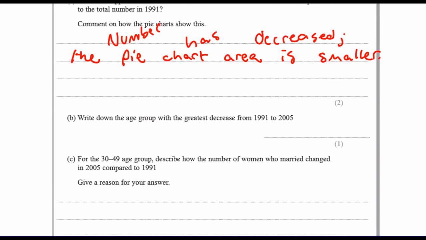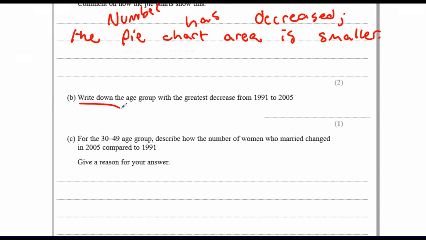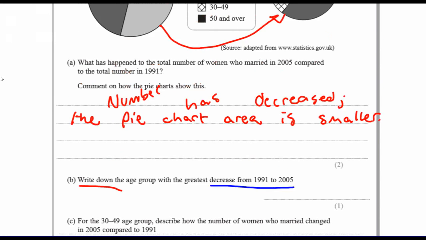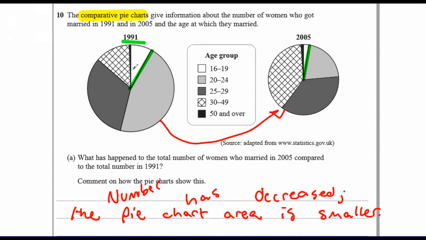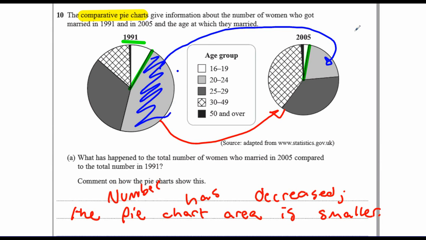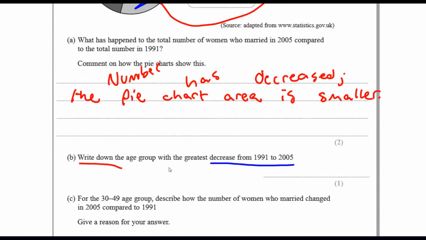Next one, part B. Write down the age group. Write down means you're going to be able to solve it straight away with the greatest decrease from 1991 to 2005. So which area has gone from a bigger area to a smaller area? Can you see that it's this light grey shaded one? It used to be quite big, and then it's gone to pretty small. So it's gone from that area to this area, and if we look at the key, it's here for 20 to 24 year olds. Okay, so that is your answer.